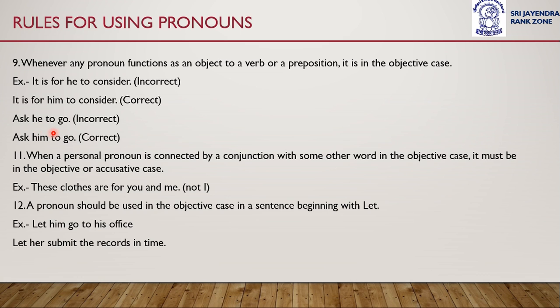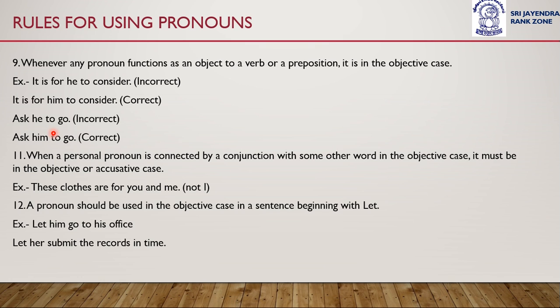Next, when a personal pronoun is connected by a conjunction with some other word in the objective case, it must be in the objective or accusative case. For example, these clothes are for you and me. We will not use I, we will use me. Okay, because we are using the objective or accusative case. We will use the accusative case or objective case when two personal pronouns are connected by a conjunction. Alright.